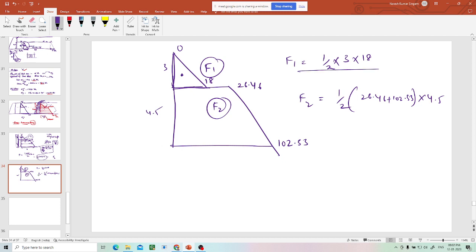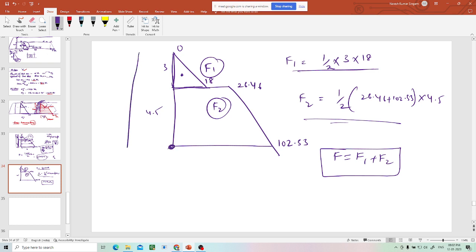See, I know the forces now. Two forces. Total force is nothing but F1 plus F2. Okay. Now, people can ask what is the moment of the force about this point. Suppose this is the retaining wall. This is the retaining wall. What will happen to the retaining wall? The retaining wall rotates about this point. So what is the moment?